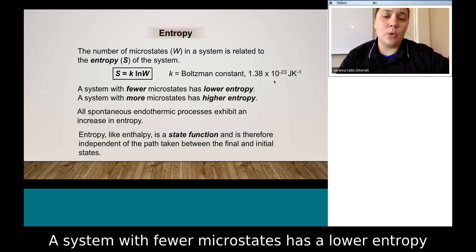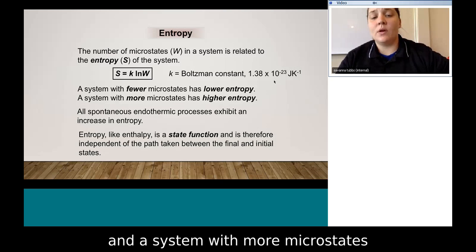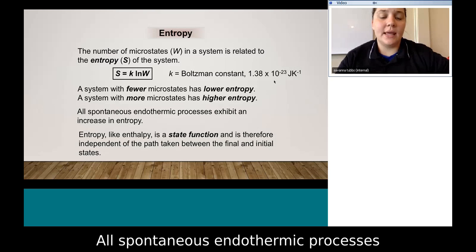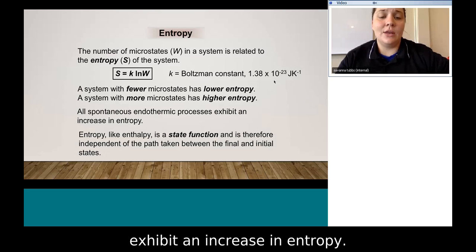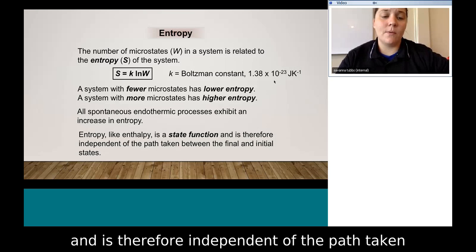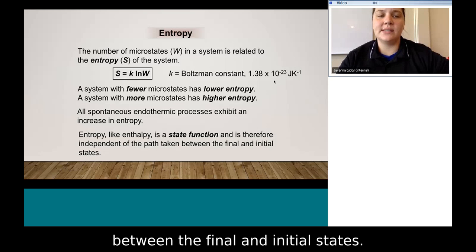A system with fewer microstates has a lower entropy, and a system with more microstates will have a higher entropy. All spontaneous endothermic processes exhibit an increase in entropy. Entropy, like enthalpy, is a state function and is therefore independent of the path taken between the initial and final states.